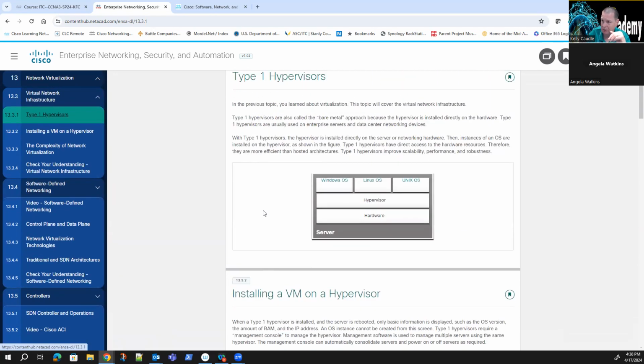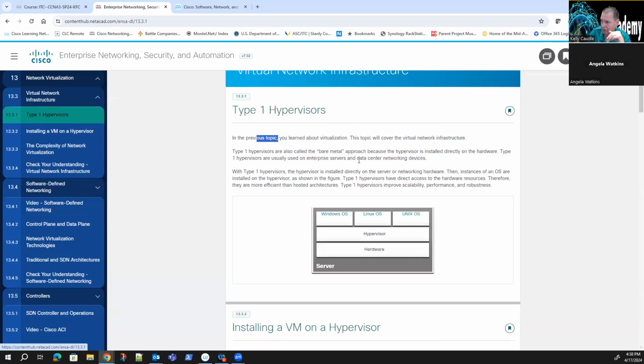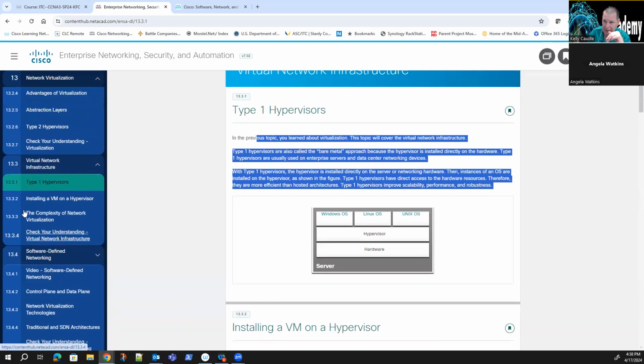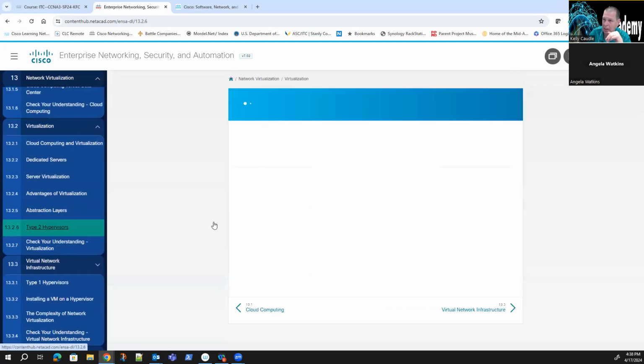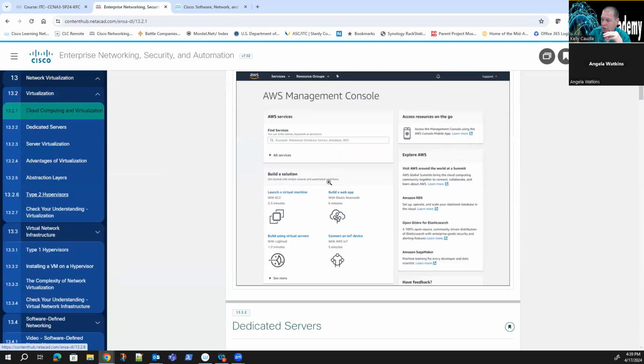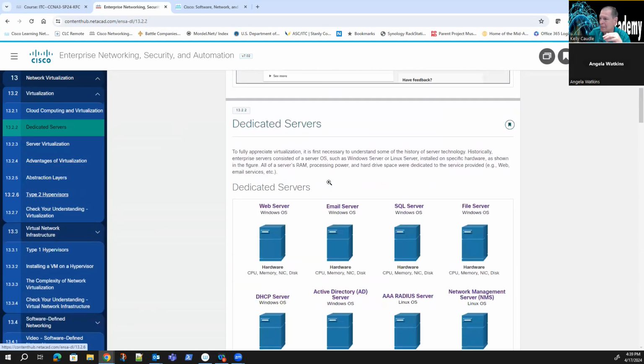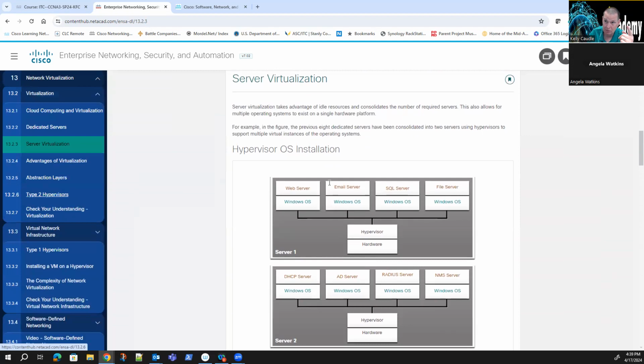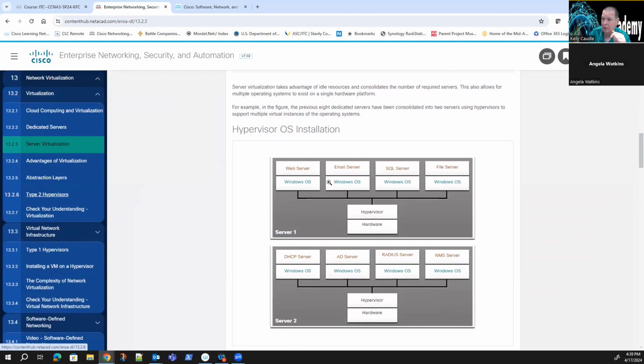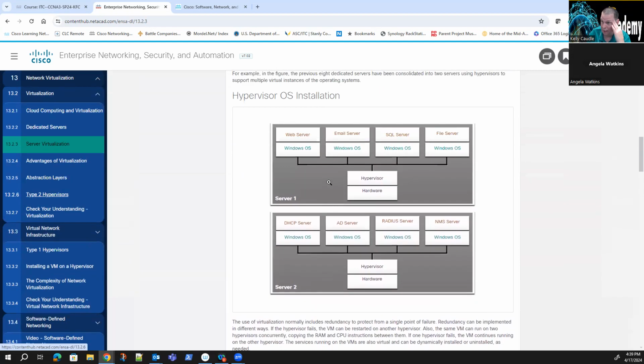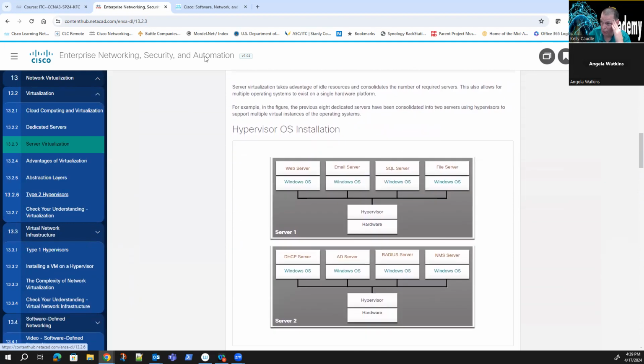So type 1, type 2: bare metal hypervisors, which is type 1. Type 2 is hosted hypervisors. A hosted hypervisor is something like VirtualBox, VMware Workstation, those types of things. So you can have one hosted on an operating system, and then you can load things inside of that.